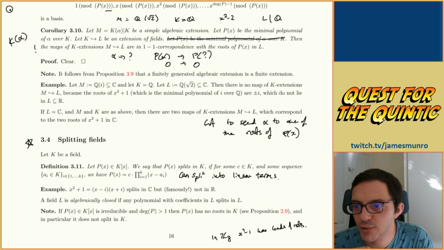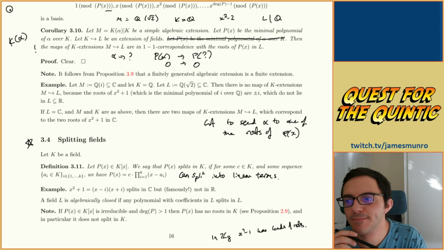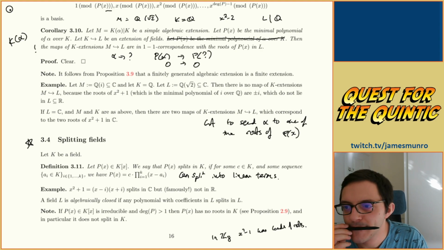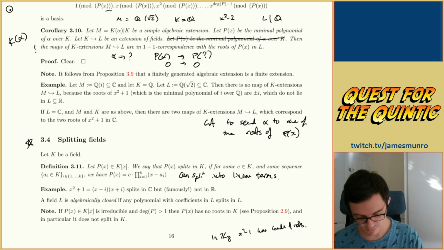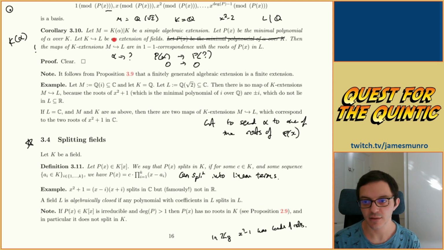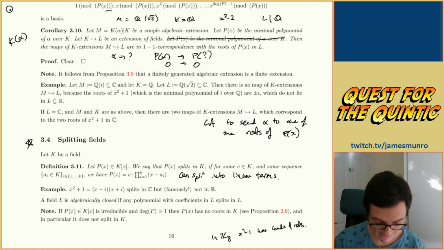The maps are in one-to-one correspondence with the roots. For each map there's a root. For each root there's a map. It seems like this one contains one of them. So 3.10. You've got to choose where you're sending alpha. You've got to send it to one of the roots. Then you're done. M's quite small.